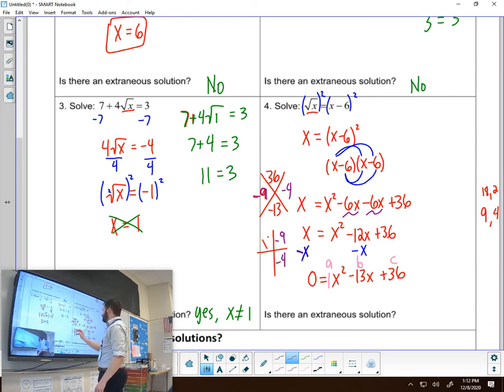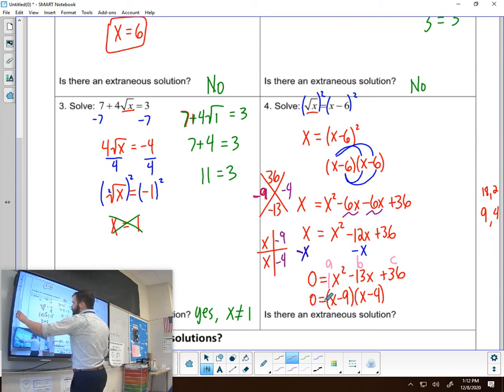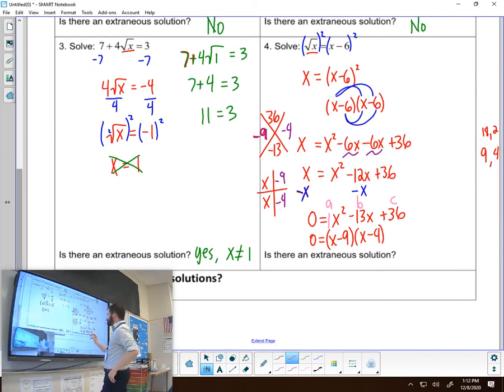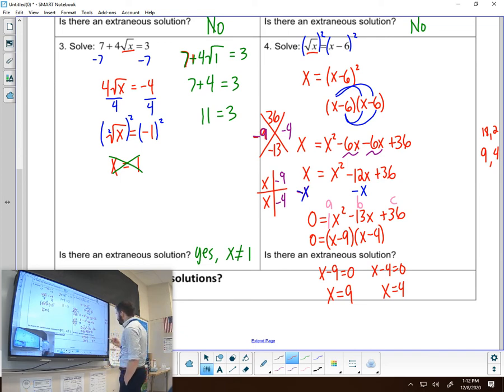Okay, so we'll have x minus 9 and x minus 4 as my factors. Remember, to solve this, we set each of my factors equal to 0. So we go x minus 9 equals 0 and x minus 4 equals 0. So we've got two answers: x equals 9 or x equals 4.